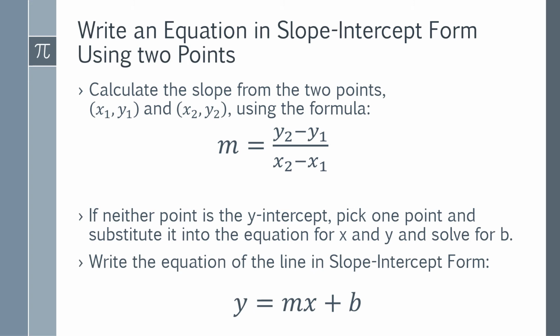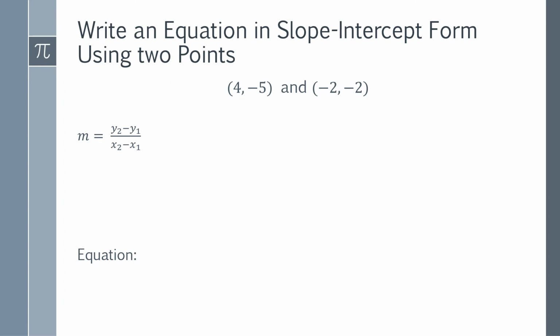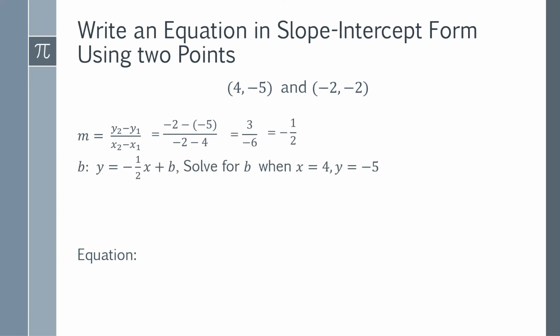So let's look at how this works. What is the equation of the line going through the points 4, -5 and -2, -2? Well, step 1, let's find the slope. Slope is -2 minus a -5 over -2 minus 4. So that's 3 over -6, which is -1/2. So now we know that our equation is going to look like y equals -1/2 x plus b.